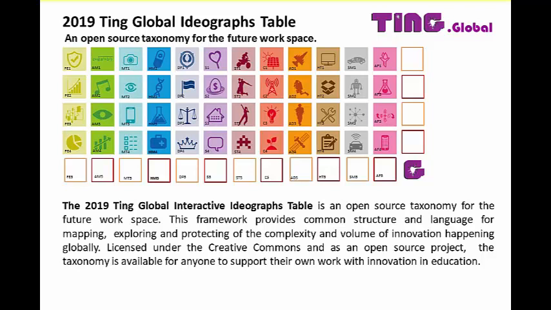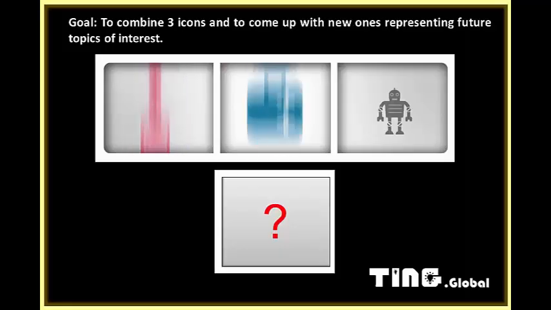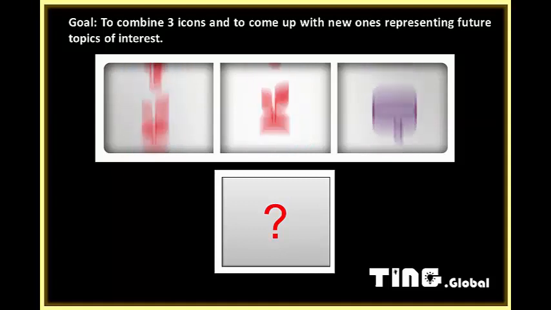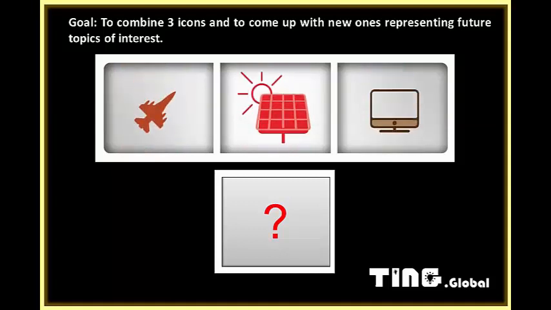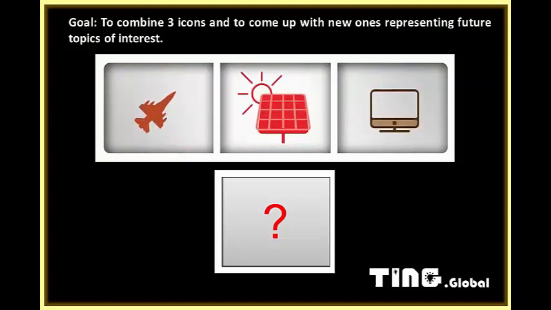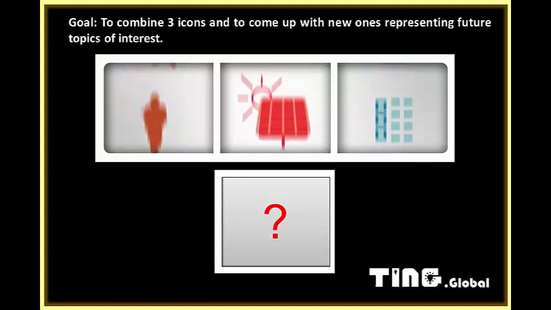So, let me ask you another what if question, and here is my idea. What if we could map humanity's subjects of interest and combine them to create new ideographs? For example, to have a better picture of what future educational institutions and future jobs will be like. Here, the goal is to combine three icons and come up with new ones representing future topics of interest. For example, what will the sign of a solar drone app operator look like?